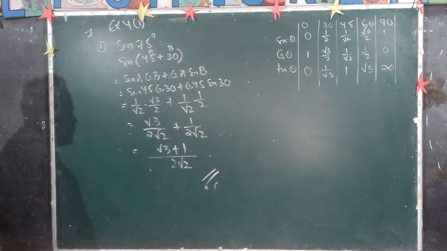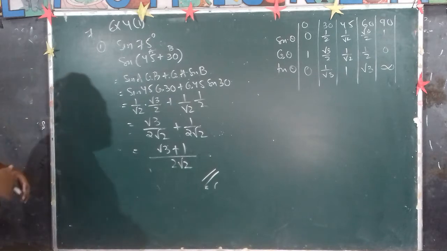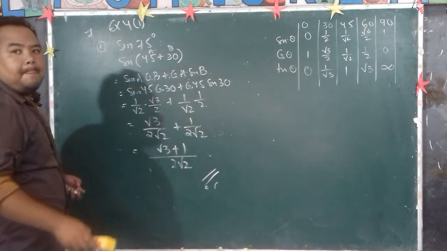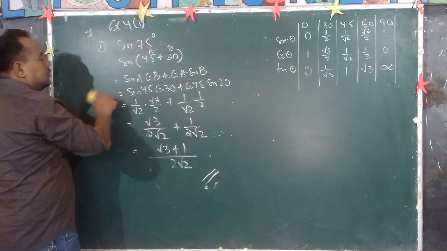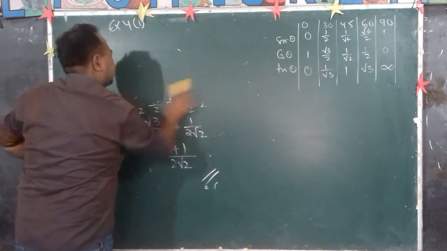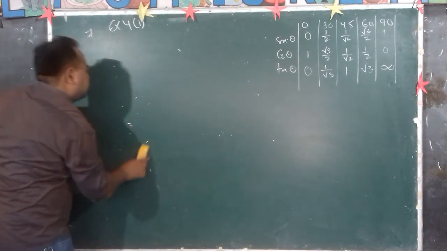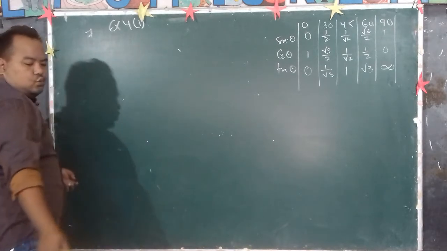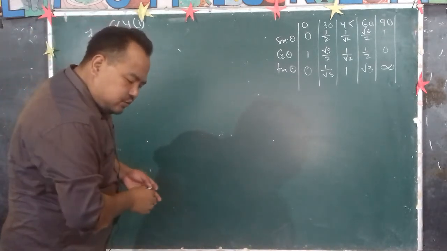Is that clear? See how I used the formulas on addition and subtraction to get the value of an angle which is not standard with the help of standard angles. Is that okay? So sine 75 is root 3 plus 1 divided by 2 root 2. Later on we will be needing these values.